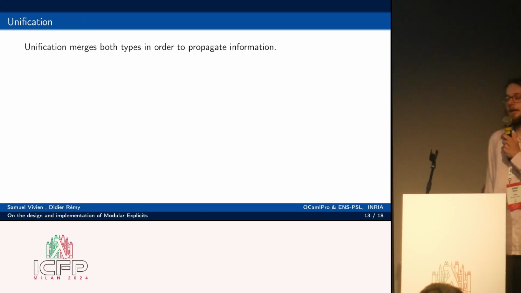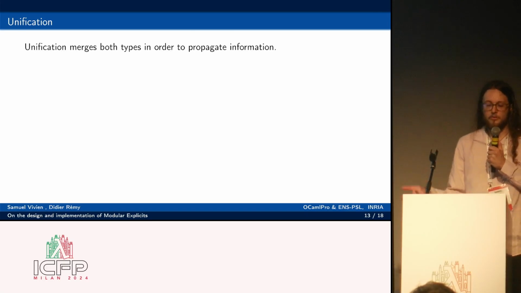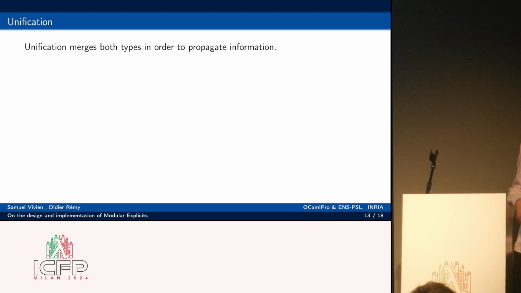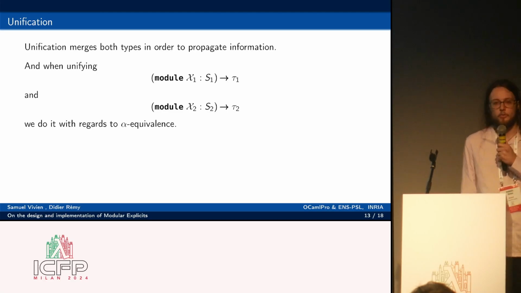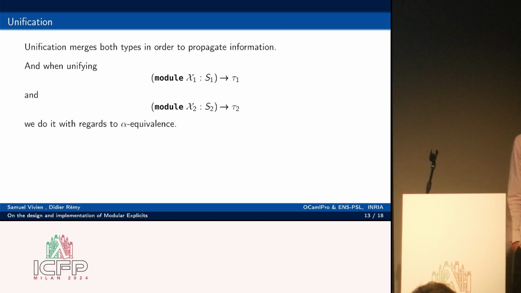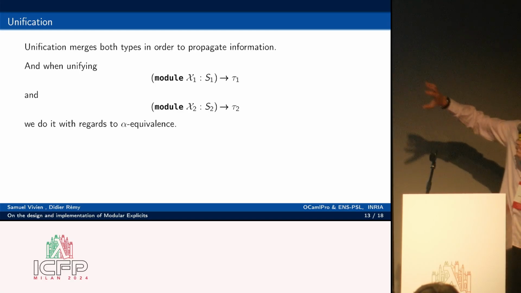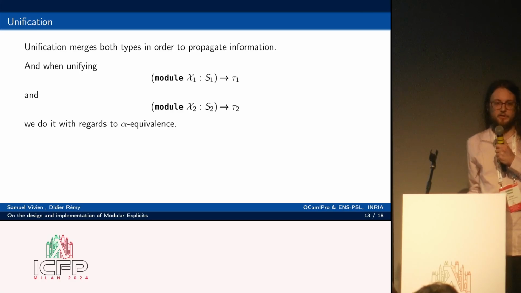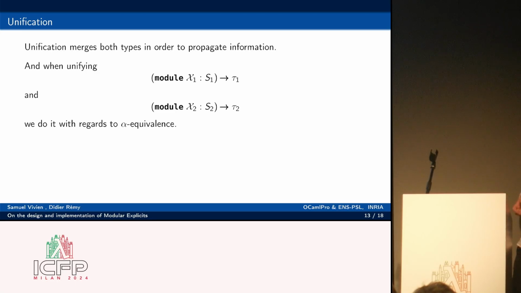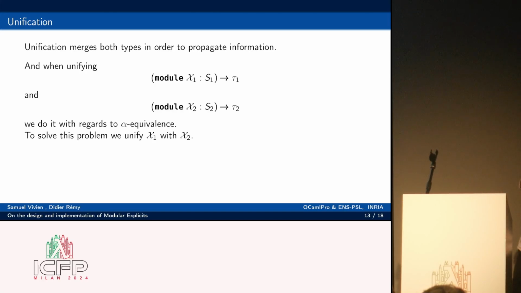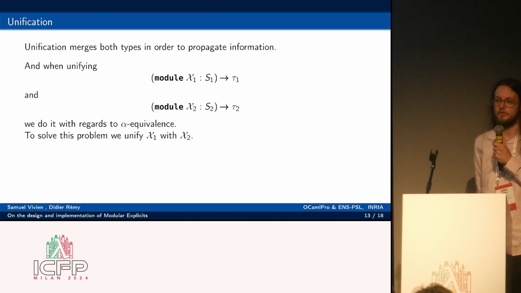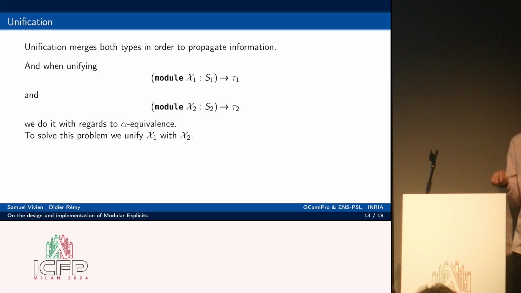And also, unification does a few things that might be considered black magic, such as when doing unification, we merge both types together in order to propagate information. However, when unifying two module-dependent functions, we look at them up to alpha equivalence, meaning that we might be able to switch between x1 and x2, which might pose a problem when looking at tau1 and tau2. In order to solve this problem, we unify both names together, meaning that after unifying those two module-dependent functions, we only keep one name out of both.